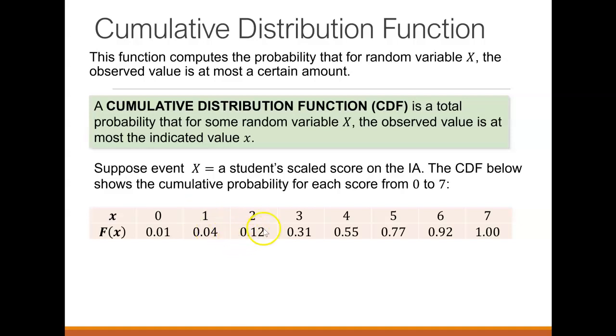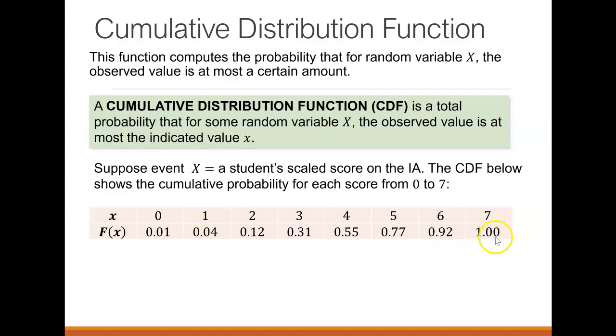Given that, what's the probability of getting exactly a 2? 12 minus 4. So 8%. Why don't I have to subtract the 1? Because the 1 is already housed inside, because it's accumulating as we go.